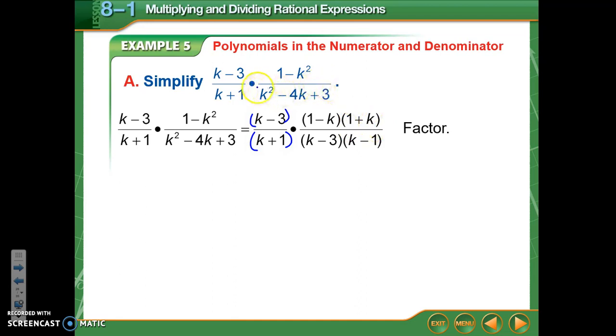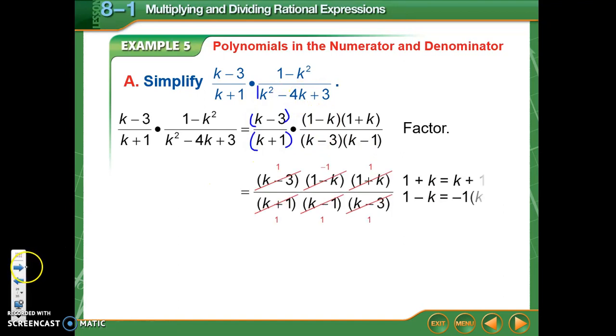And in the denominator, my leading coefficient is 1. This is a quadratic trinomial. So I'm looking for two numbers that multiply to 3 and add up to -4. So I end up with k minus 3 times k minus 1. Now look what we did here to cancel out. Here I have a k minus 3 in the denominator and the numerator, so I can divide that out to 1 in both cases. And then I have a 1 plus k. With addition, it doesn't matter, right? 1 plus k is the same as k plus 1. So that divides out to 1.